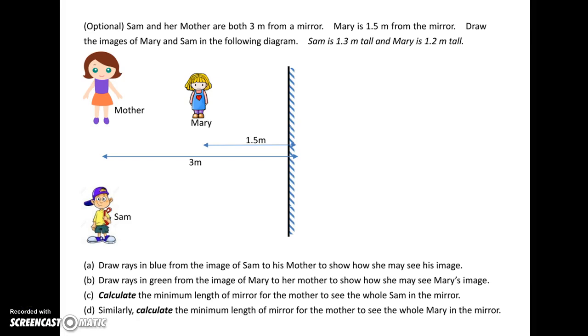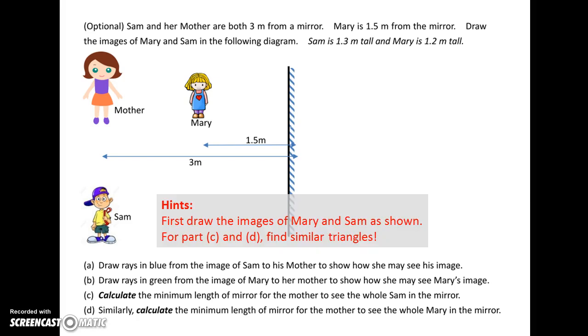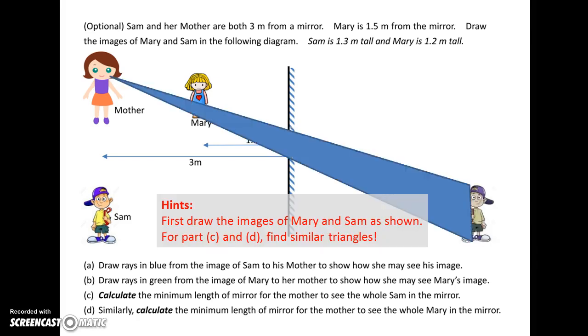What about when mother wants to see Sam, or mother wants to see Mary? First of all, we have to draw the images of Mary and Sam. And after doing so, we have to find similar triangles as before. And now, in order to find the minimum length x, we set up the equation 3 over x equals 6 over 1.3.